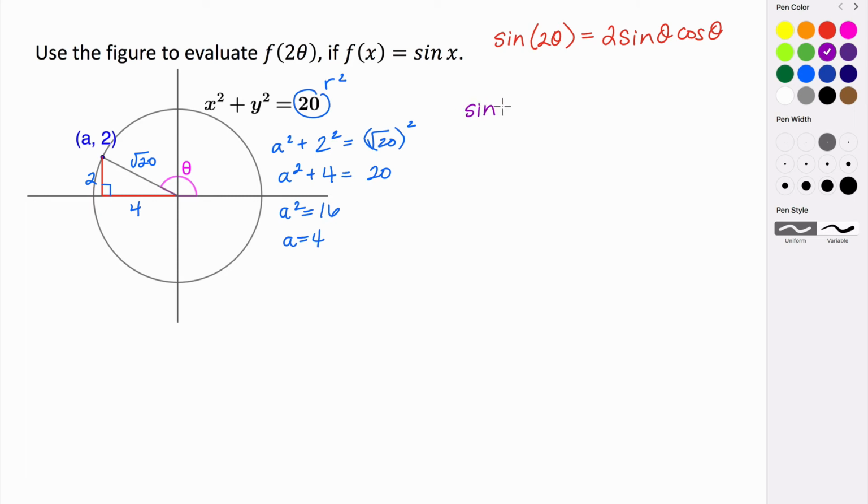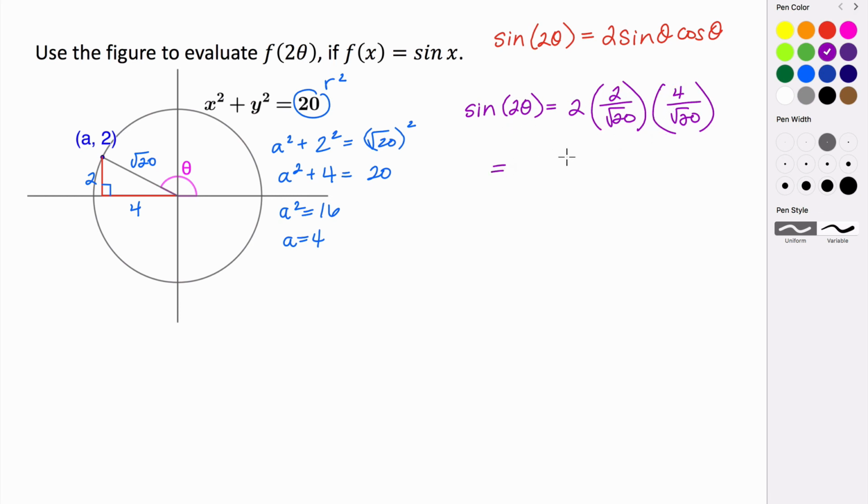So the sine of 2 theta is equal to 2 times the sine of theta. So here's theta, and the sine is 2 over the square root of 20. I'm going to rationalize after, just because I want to do this product first, and then whatever's left, we'll use that to rationalize if we still have to. And then the cosine is 4 over the square root of 20. Now we multiply, so just take this product. It actually looks like we're not going to need to rationalize because it's going to work itself out.